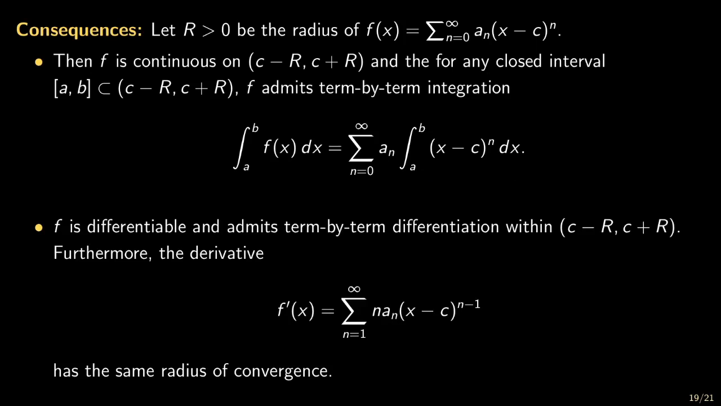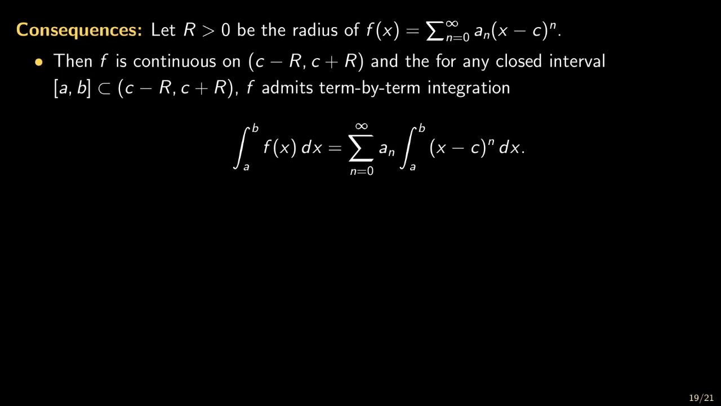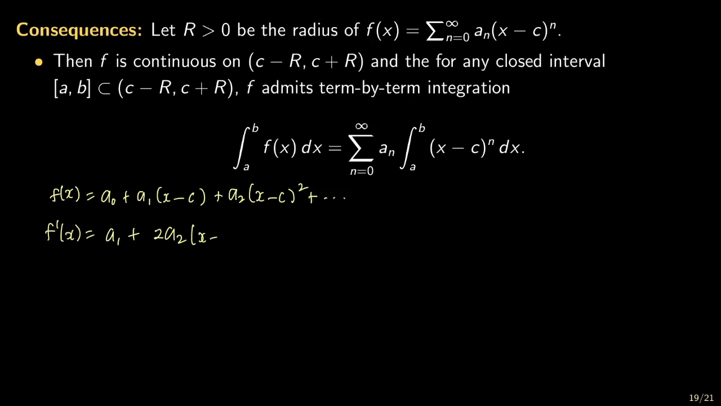Also, you can differentiate term by term as long as you are inside this interval. What is the derivative? Let's scratch first. It goes like this. The first term, well, f of x is a0 plus a1 times (x minus c) plus a2 times (x minus c) squared, plus and so on. What is the first derivative? a1 plus 2a2 times (x minus c). The next is 3a3 times (x minus c) squared, plus and so on.